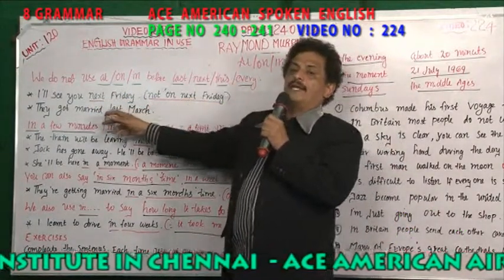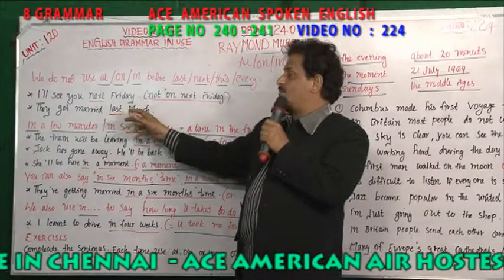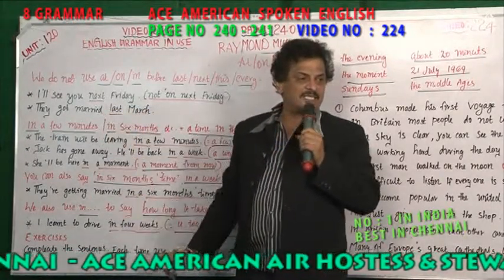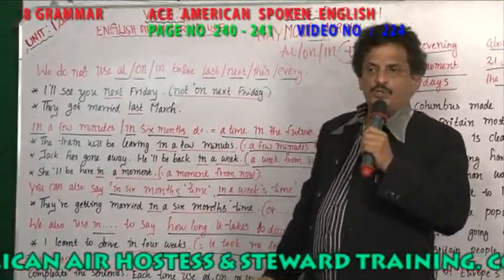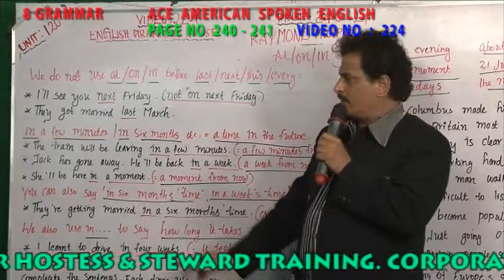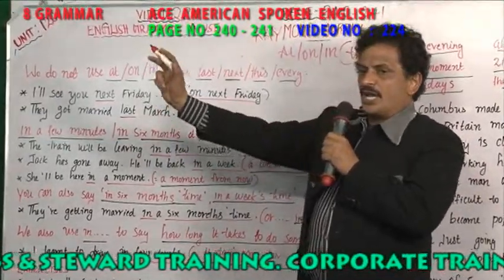They got married last month, last March. "On last March," is it correct? No. "In last March," no. You're not supposed to use prepositions before last, next, this and every.